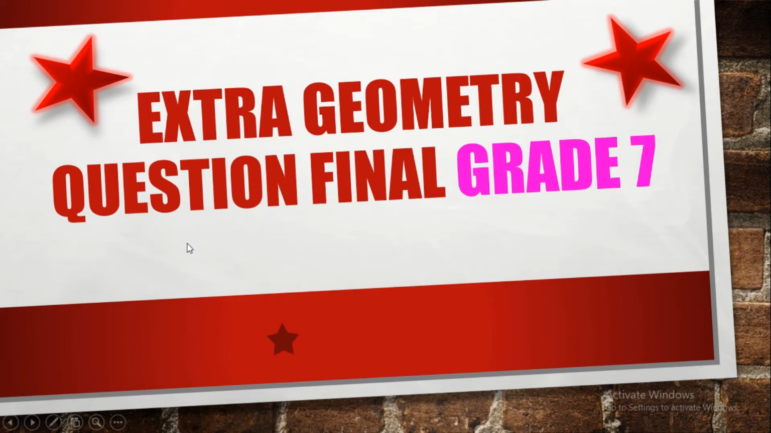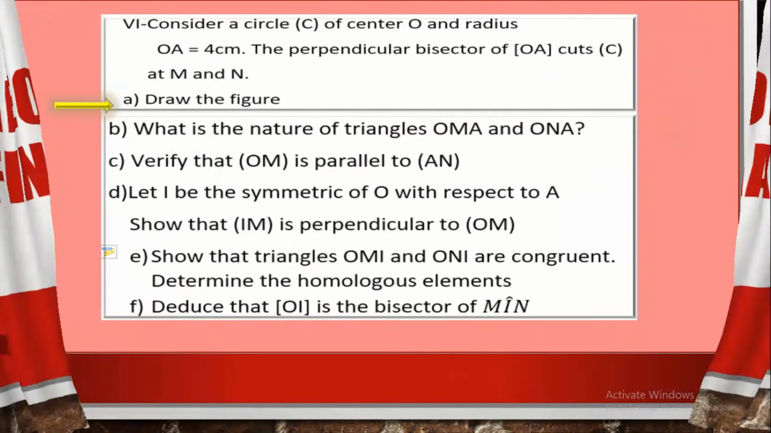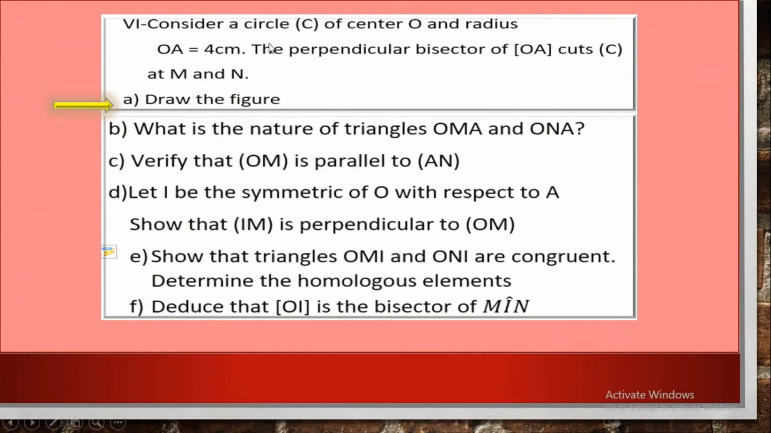In this video, we're going to solve an extra geometry practice which is very important for the final exam for grade 7. Now let's start together. Consider a circle C of center O and radius OA equals 4 cm. The perpendicular bisector of the segment OA cuts this circle at the points M and N. Draw the figure.